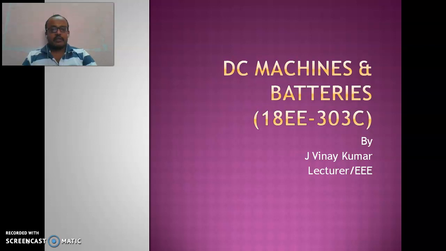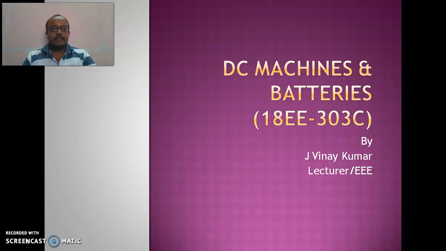Okay, first of all, what's a machine? A machine is nothing but which converts electrical energy to mechanical energy, or vice versa, that is mechanical to electrical energy. Which converts mechanical to electrical is called a generator, and which converts electrical to mechanical energy is called a motor.